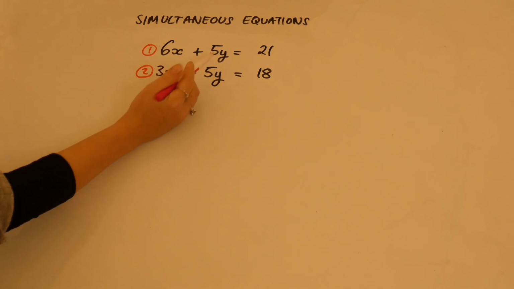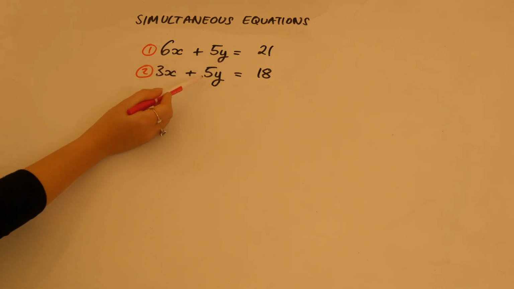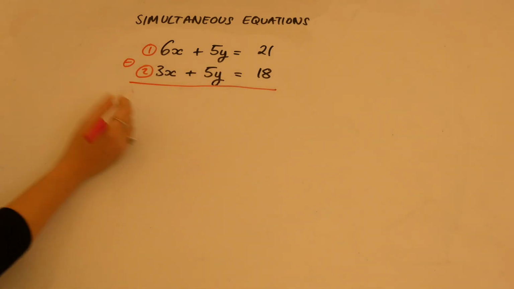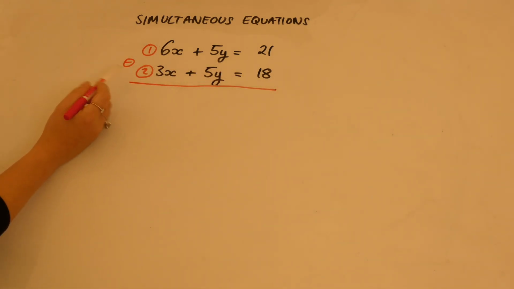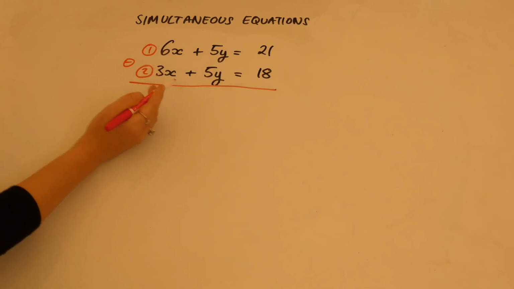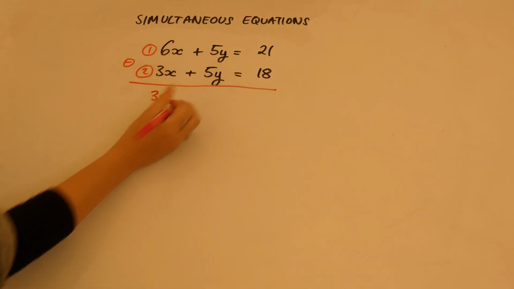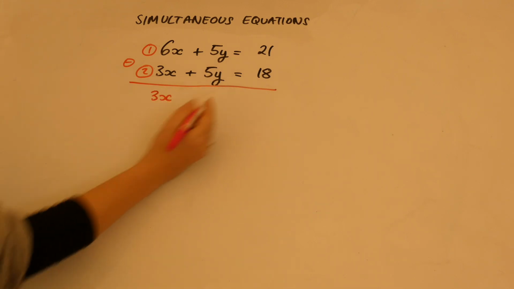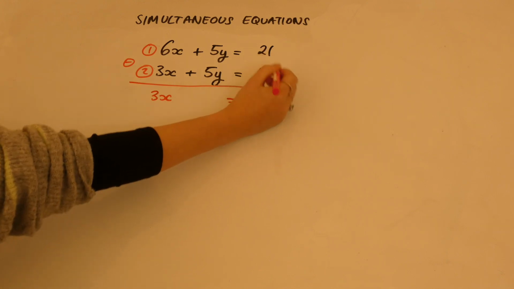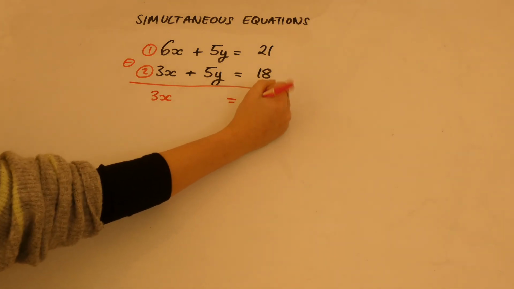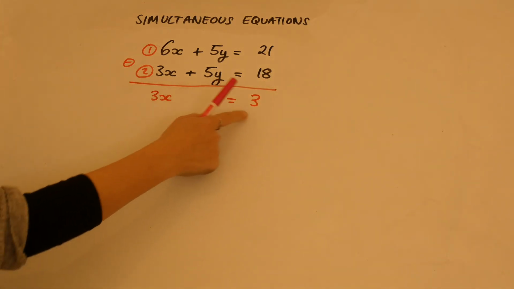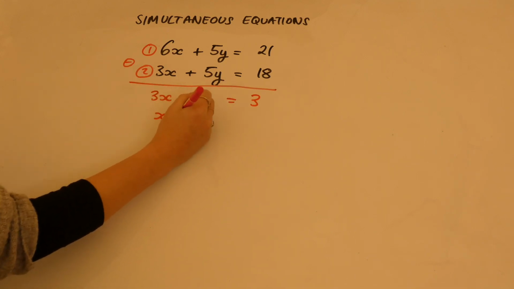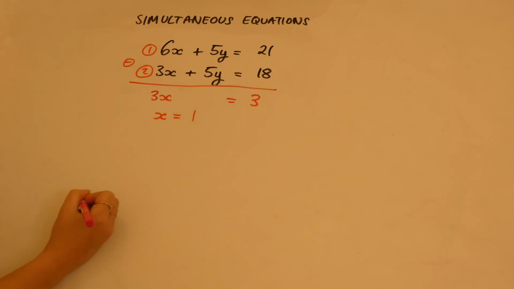Now, if you look here, we've got 5y and 5y, and as they match, if we subtract these from each other, they will cancel out and we will just be able to find the value of x. So let's try it. We're going to have 6x minus 3x, which just gives us 3x. 5y minus 5y cancels out, that's just 0, so we can leave that off. And then we're going to have 21 minus 18, which just gives us 3. So we know that 3x then has to equal 3. So if we divide both sides by 3 then, we're going to get a value of x as 1.